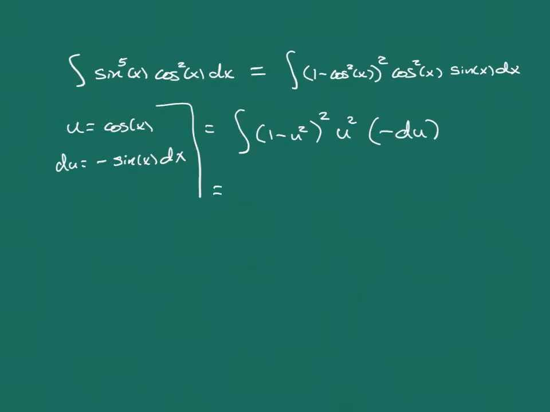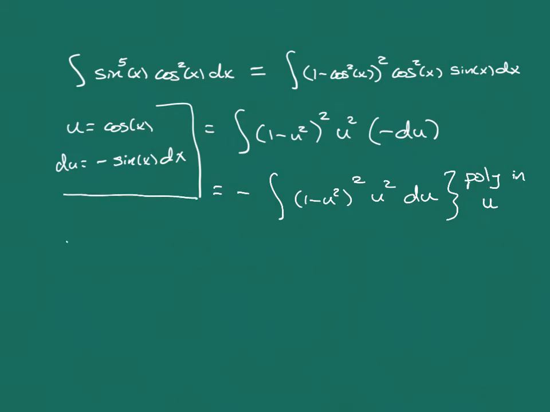So the integral that we have to do now just looks like a negative integral of 1 minus u squared, squared, times u squared du, which now we've got a polynomial in u, and that is easy to integrate. We know how to do that. We can just expand that, distribute our u squared, and go from there. So let's do exactly that.